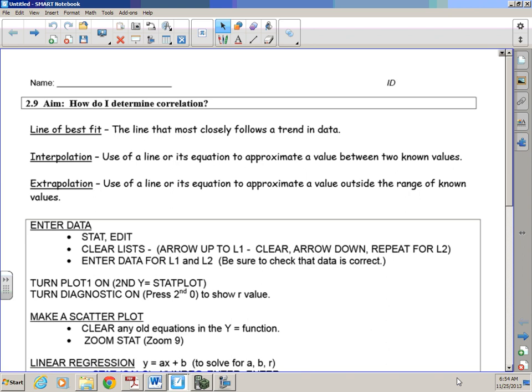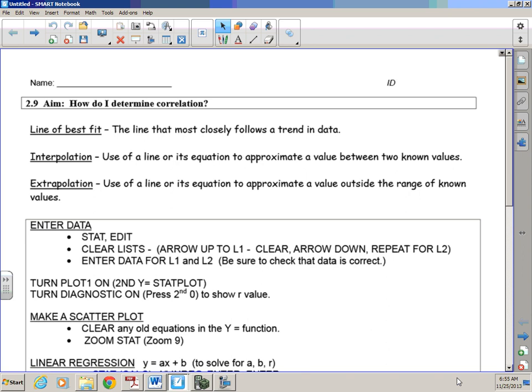Okay, now the line of best fit, as we talked about in the prior lesson, is the line that most closely follows a trend in the data. In the previous lesson, we came up with the line of best fit kind of by hand, figuring out which line best represented the data points. Today, we're going to do it using the calculator, which is a more exact way to do it.